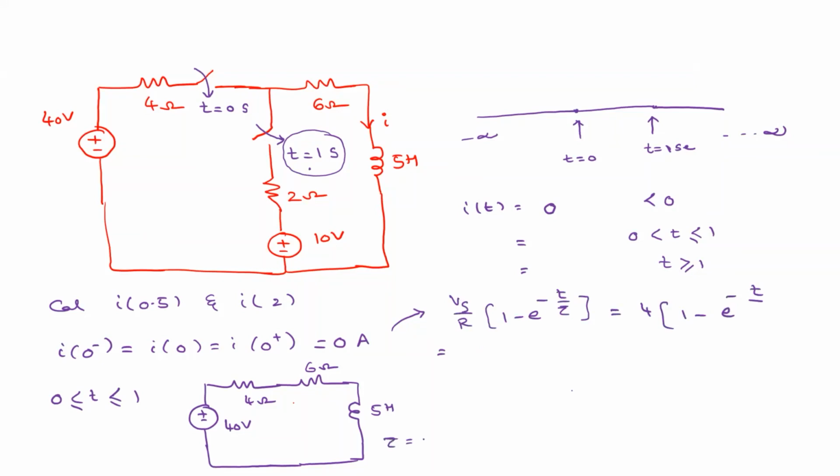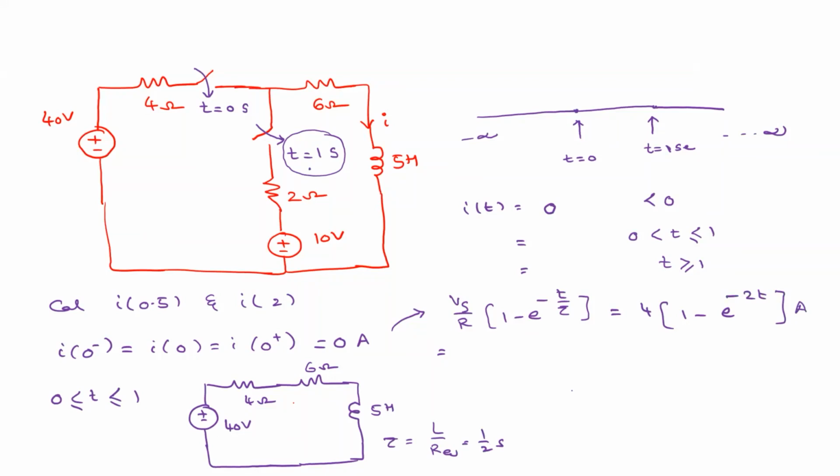Tau here is L by R equivalent, right? So what is L by R equivalent? 1 by 2 seconds. Agree? So that means this will be minus 2t. Correct? Agree? Is this correct? 4 into 1 minus e to the power of minus 2t, when the initial condition is 0. Is this correct?